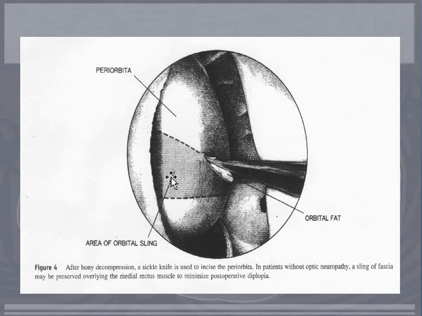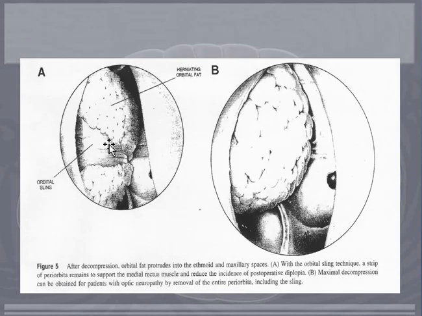overlying the medial rectus muscle, because behind this is the medial rectus muscle, to minimize postoperative diplopia. So this area will be preserved. This is the orbital sling which is preserved, and this is the herniating fat. So in this diagram, this orbital sling is removed and this we are keeping. After the decompression, orbital fat protrudes into the ethmoid and the maxillary spaces.